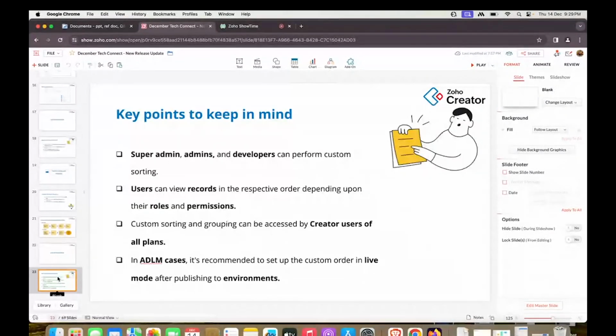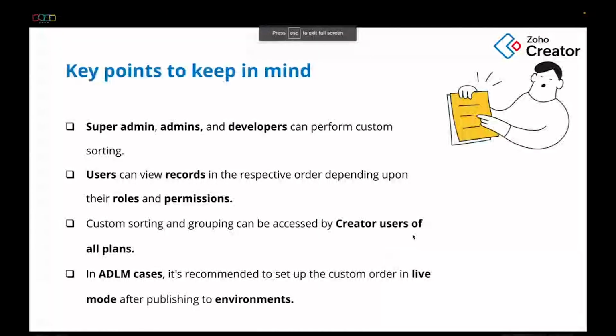Now there are a few key points to keep in mind. Only super admins and developers can perform custom sorting, and users can view records in the respective order depending upon their roles and permissions. Custom sorting and grouping can be accessed by creator users of all plans. When it comes to ADLM, it is recommended to set up the custom order in live mode after publishing it to the environments.